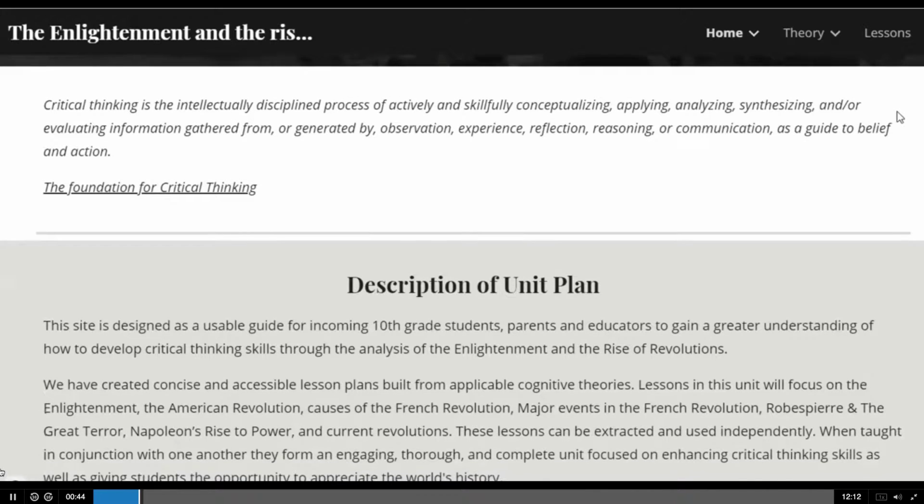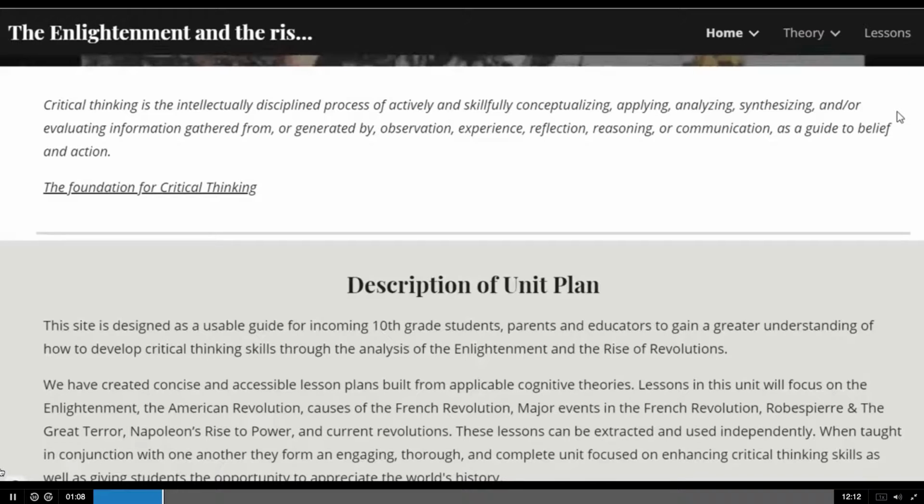We have created a concise and accessible lesson plan built from applicable cognitive theories. Lessons in this unit will focus on the Enlightenment, the American Revolution, causes of the French Revolution, major events in the French Revolution, Robespierre and the Great Terror, Napoleon's rise to power, and current revolutions. These lessons can be extracted and used independently.